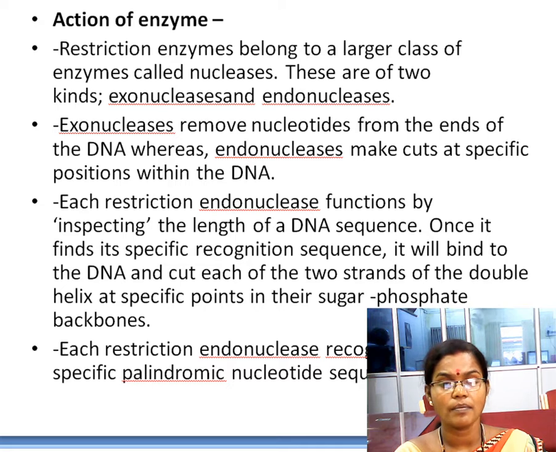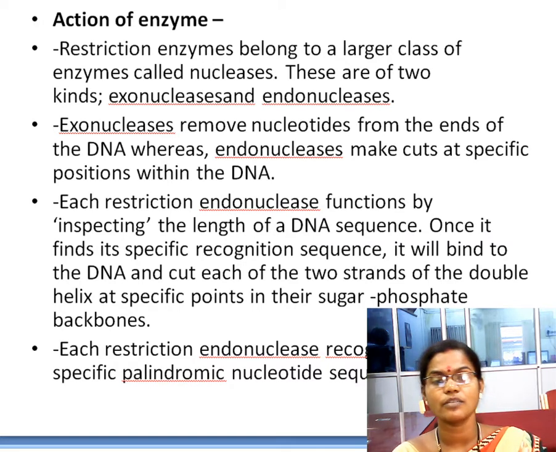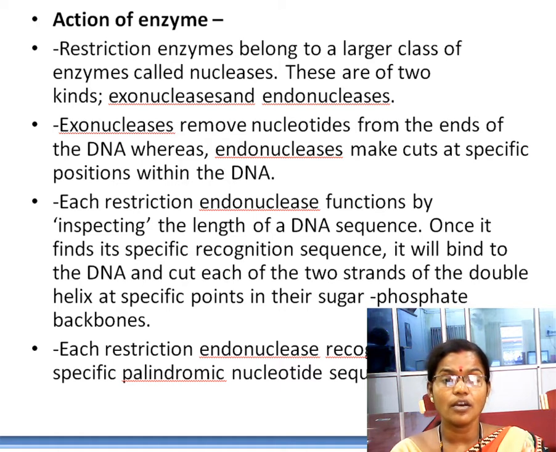Have you understood? So the restriction endonuclease is cutting the DNA at the specific site, and that site is called the palindromic sequence. Till now, I hope you have understood.